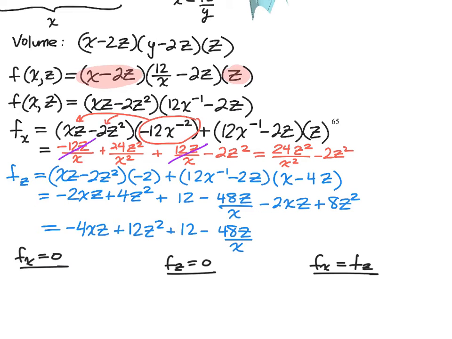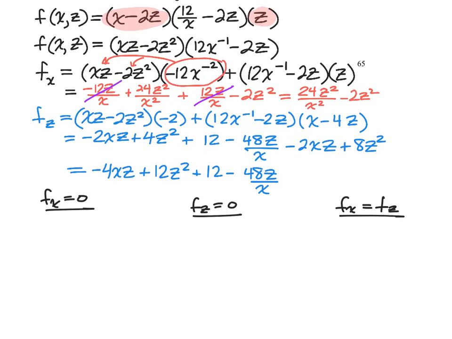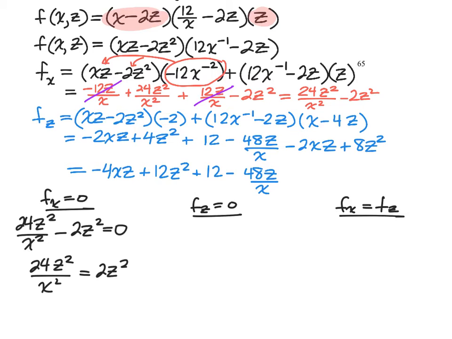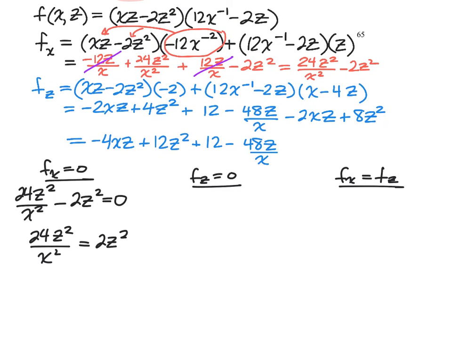All right, so one at a time. 24z squared over x squared minus 2z squared set equal to 0. Add the 2z squared to both sides. We have a common z squared, which makes it irrelevant, so we could cancel it.